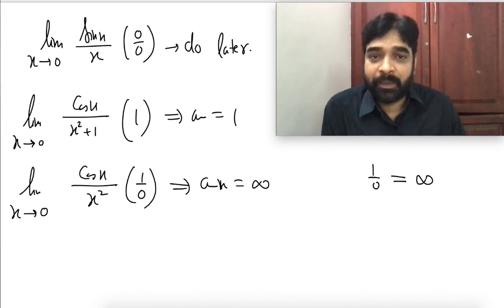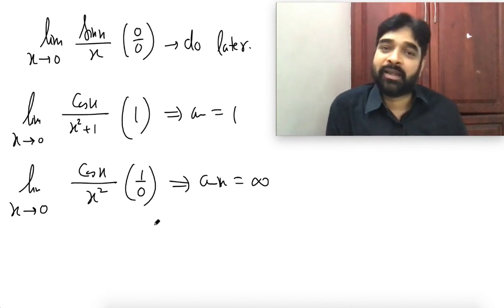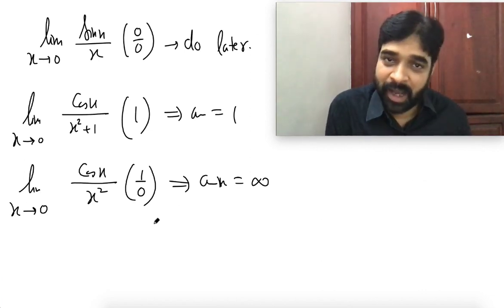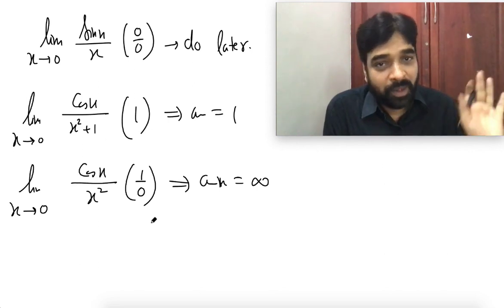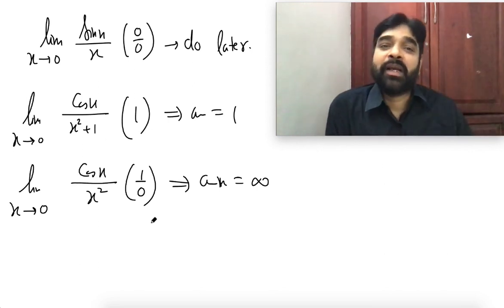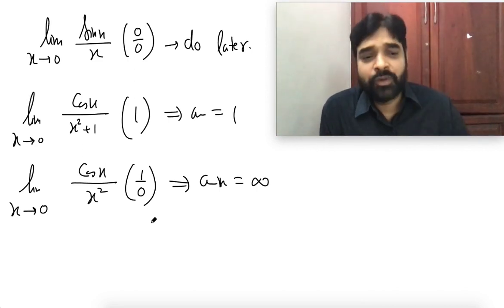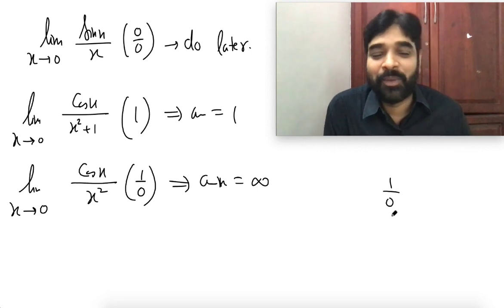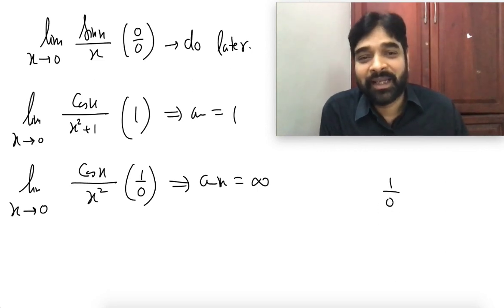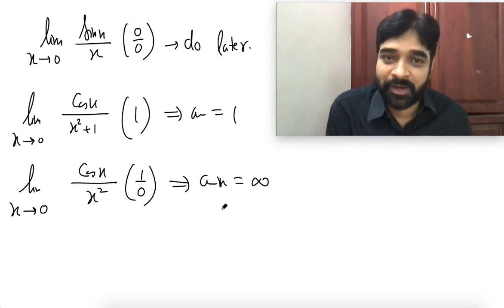Did you understand the point I mentioned? Please, after some time, don't come to me saying, sir, 1 by 0 was coming and I wrote the answer as infinity. 1 by 0 is never infinity. If the form of the limit is 1 by 0, then the answer will be infinity. That is a different issue; in physics it is very common to take 1 by 0 as infinity because everything there is an approximation. So don't consider that 1 by 0 is infinity.